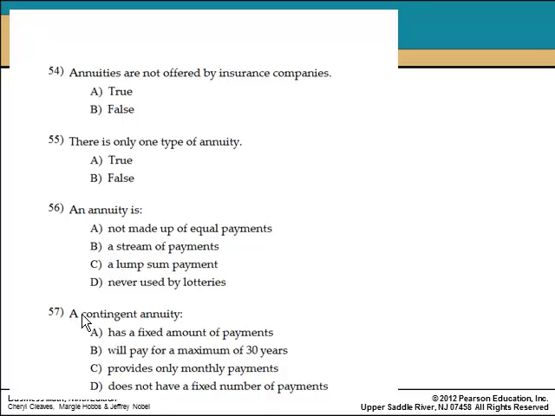Okay. Annuities are offered by insurance companies. There are 2 types of annuities. Actually, there are 4 types. Some of them are based on when you put the money in, and some are based on the number of payments that you get. An annuity is not made up of equal payments. That's false. Lottery payments are never a lump sum; it's a stream of payments. A contingent annuity has a fixed amount of payments? Nope. It does not have a fixed number of payments.